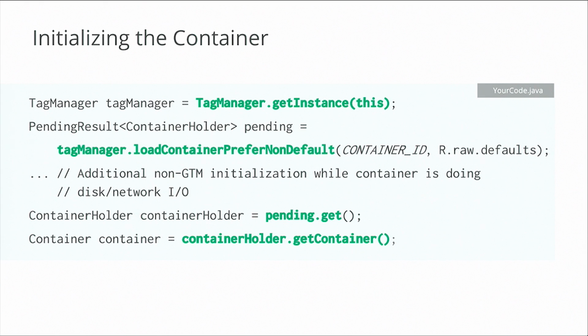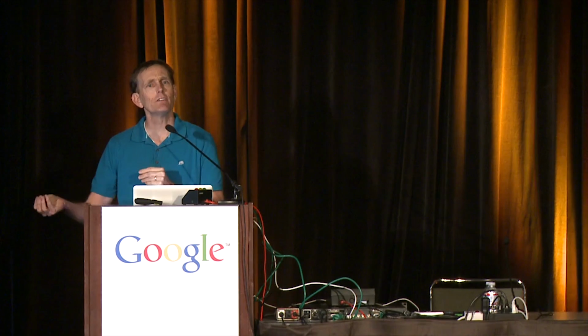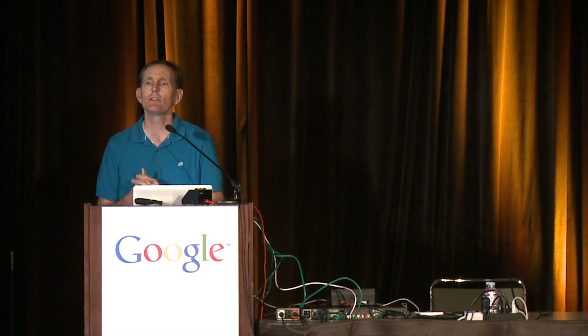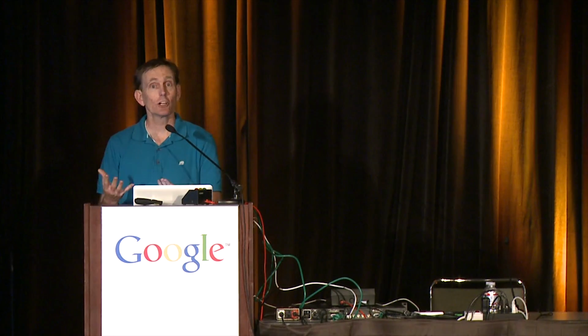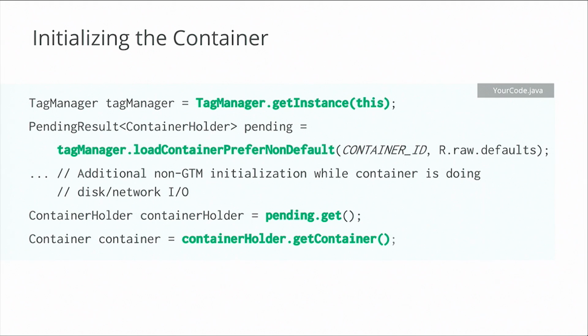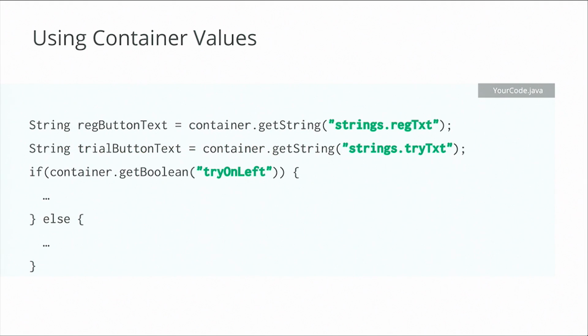This provides a container holder. The container holder is notified every time a new container gets downloaded from the network. And then in your code, you call getContainer, and that'll return the latest version of the container. Once you have a container, you can then call getString, getBoolean, getInteger, getLong to get values given a key string. And then, of course, you go to work and actually utilize that value. All right.